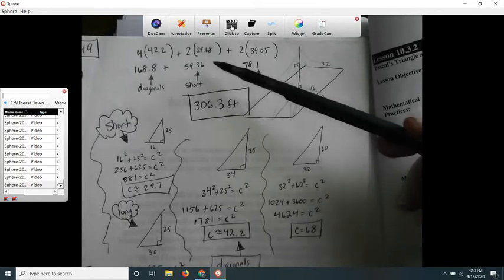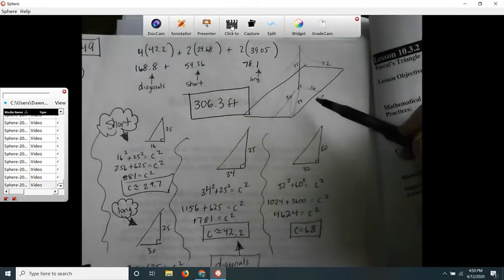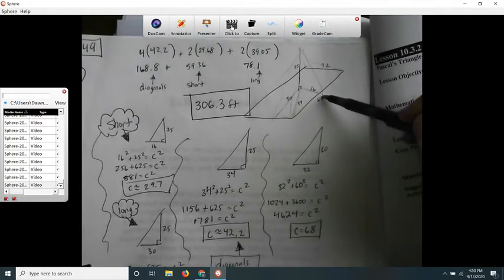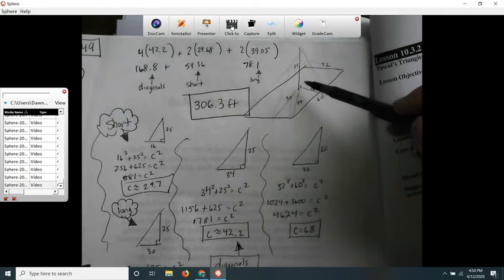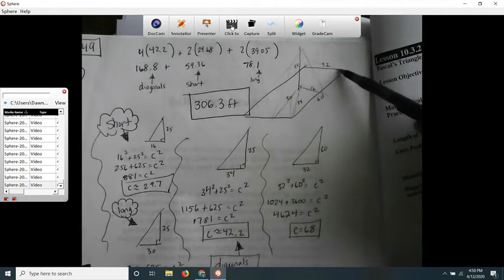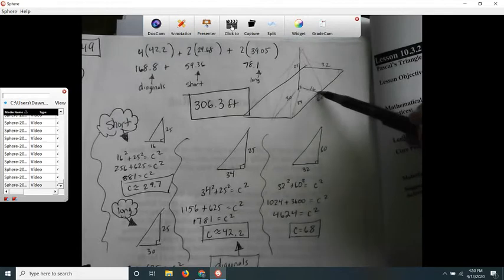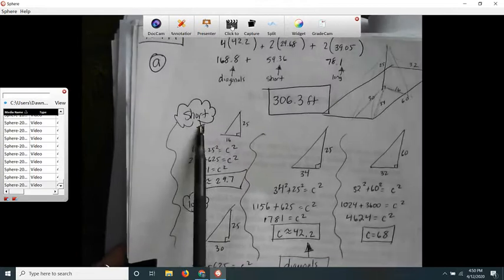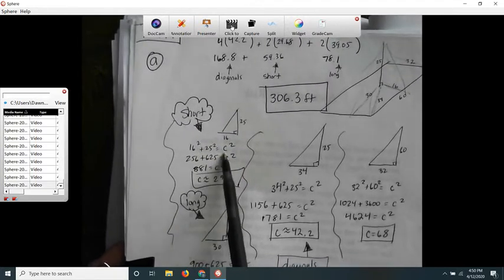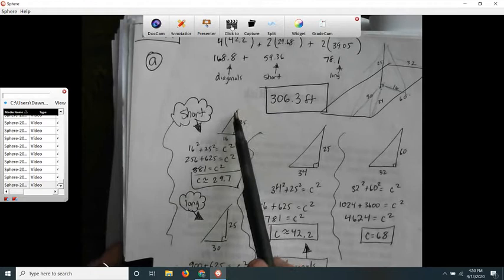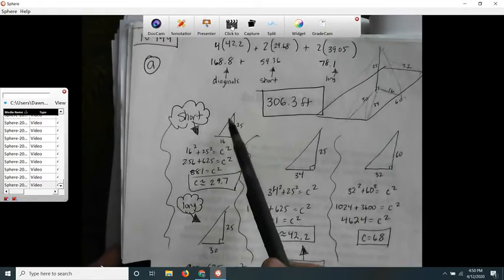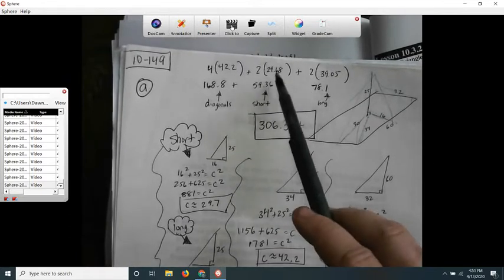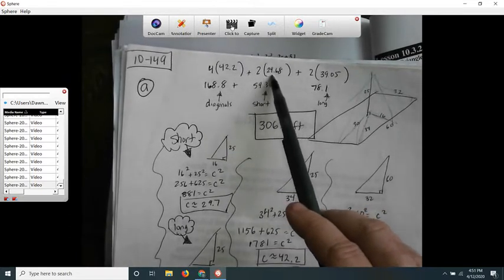For the short sides, I drew this other triangle. It's 16 this way, because the whole thing all the way across was 32, so half of 32 is 16, and then 25 up. I did the Pythagorean theorem to find the diagonal, and it was 29.7. Well, it was 29.68 and so on, so I stuck it in there.